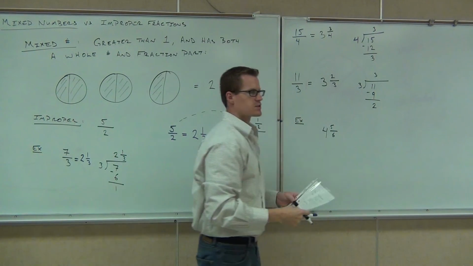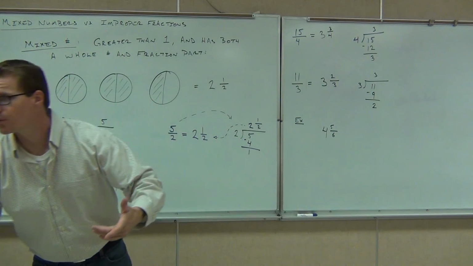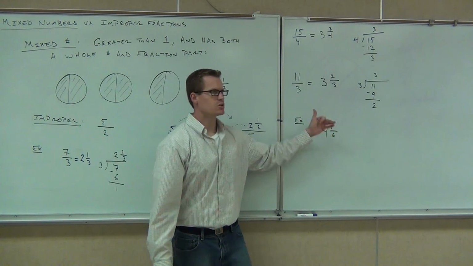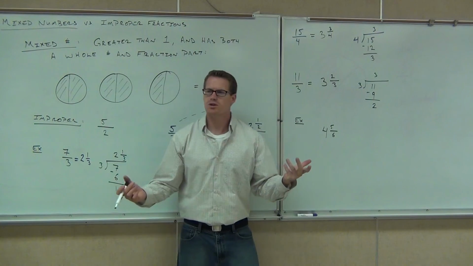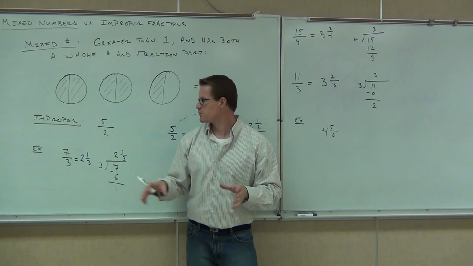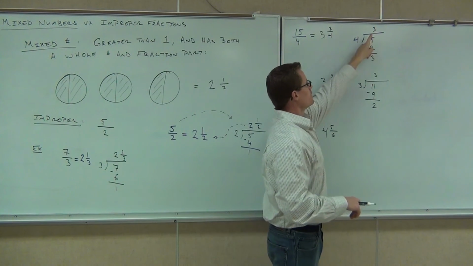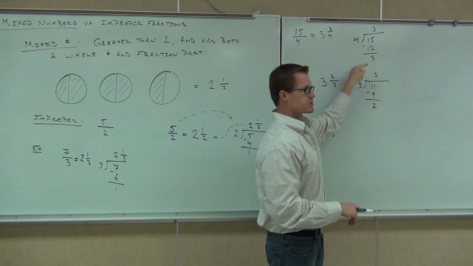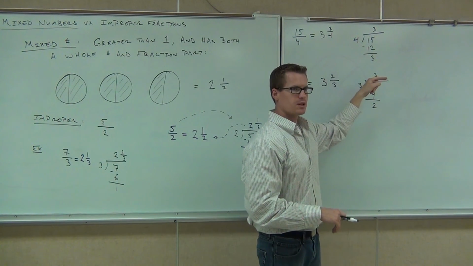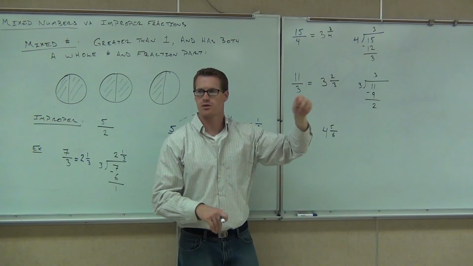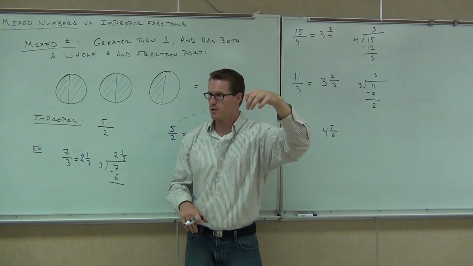So 4 and 5/6. Can we change that, a mixed number, where the whole number is 4 and the fraction part is 5/6, into an improper fraction? Yes. We're going to go exactly the opposite of what we just did. Over here, we divided, then we subtracted. We're going to go in complete reverse order. We're going to multiply and add.